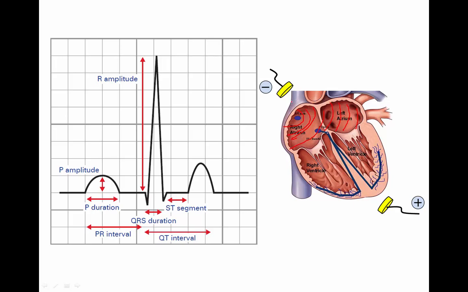So normally, if we have a dilation of the right atrium, the depolarization of the right atrium will prompt the P wave to be taller, and this is also sometimes called P pulmonale, because it can be most commonly seen in respiratory problems, but not necessarily only by respiratory problems.